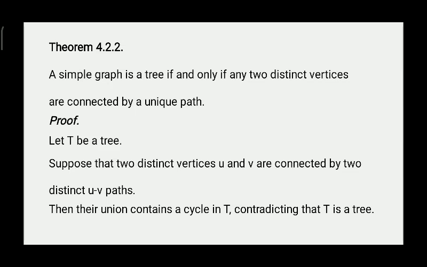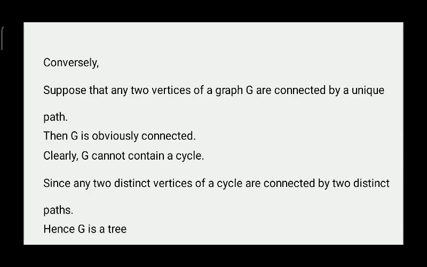Let T be a tree, and we prove that two distinct vertices are connected by a unique path. This can be proved by the contradiction method. Suppose there are two paths between two distinct vertices u and v. But we know that their union always contains a cycle in T. But T is a tree, so this is a contradiction to our assumption that two paths exist between two distinct vertices u and v. Therefore, there must be a unique path between every pair of vertices whenever G is a tree.